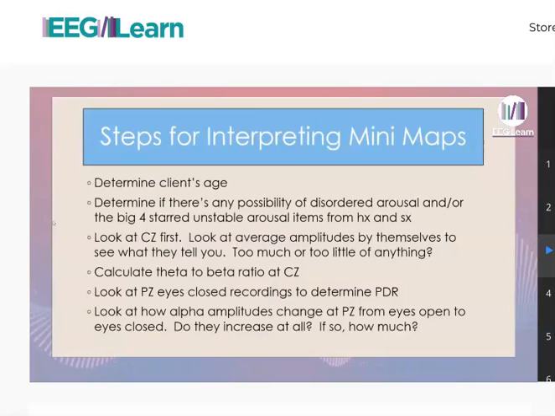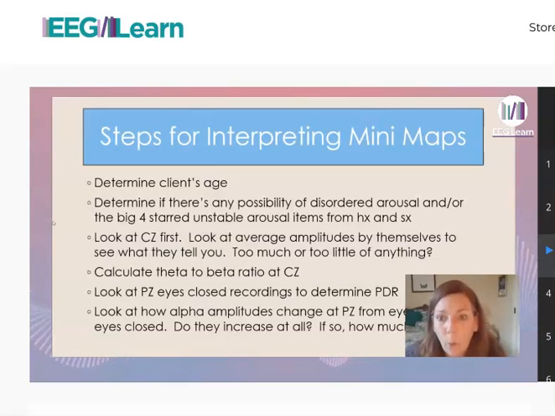But just real quickly, sort of the steps for interpreting a mini-map. You definitely need to know your client's age so that you can compare them to the appropriate norms. Then I always look to see if there's any possibility of disordered arousal or the big four, starred unstable arousal, because you have to tell that from their history and symptoms. But if that's the case, we're going to take some special precautions with our training. But if you don't have to worry about that, then we're going to look at CZ, and we're going to look at the average amplitudes by themselves to see what they tell you. Do we have too much or too little of any one frequency?